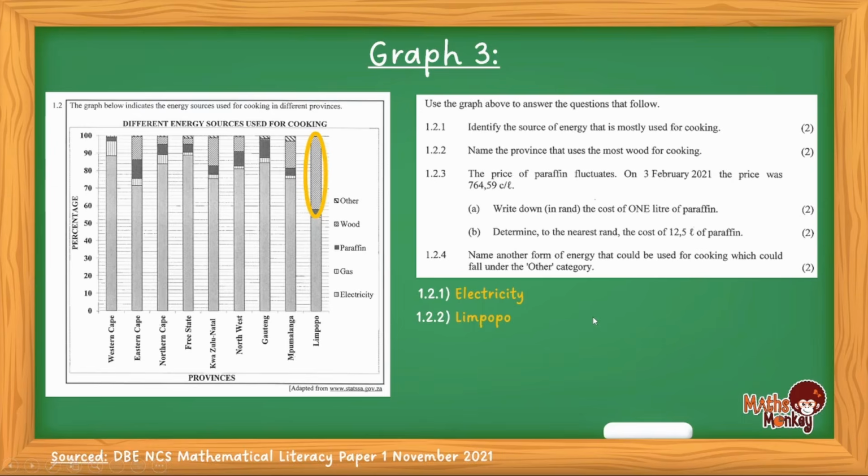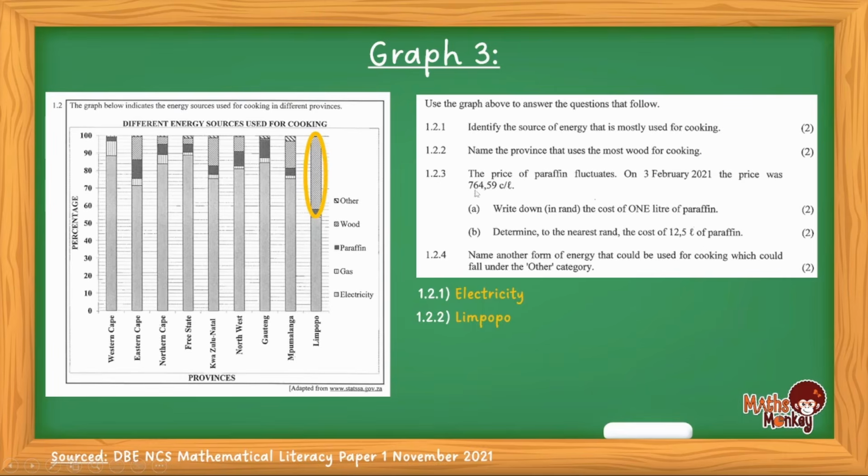Okay, so these answers you can literally just get from the graph: looking at the graph, understanding the graph, and then getting the answers from the graph. Right, let's have a look at 1.2.3. The price of paraffin fluctuates. On the 3rd of February 2021, the price was 764.59 cents per litre. A. Write down in rand the cost of 1 litre of paraffin.